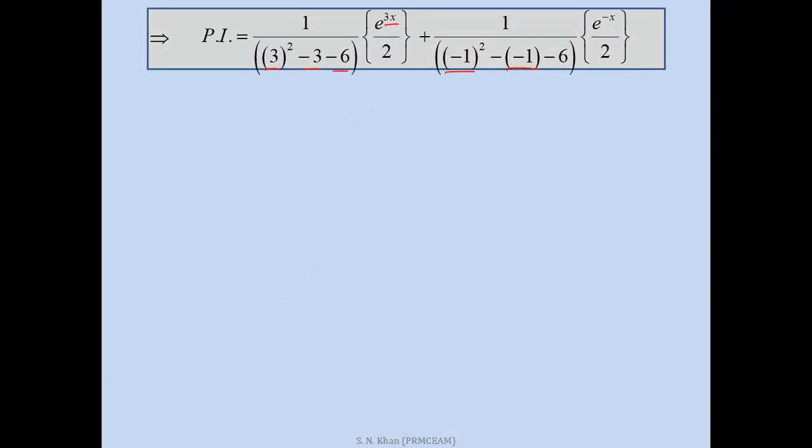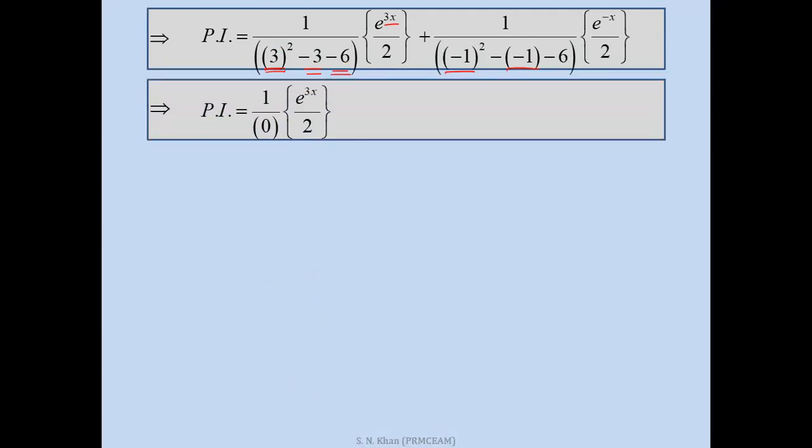Now simplify the value and let's check what we are getting here. So first bracket ko agar humne simplify kiya, to ye ho jayega 3 square, means 9. 9 minus 3 and minus 6, means we are getting it as 0. So first term ho gaya 1/0 into e to the power 3x upon 2. Second term ko check karte hai. Second term -1 bracket square, means it is +1, and -, again it is +1, means 1+1, 2, and 2 - 6, it will be -4. So second term will be 1/-4, and into e to the power -x/2 as it is.